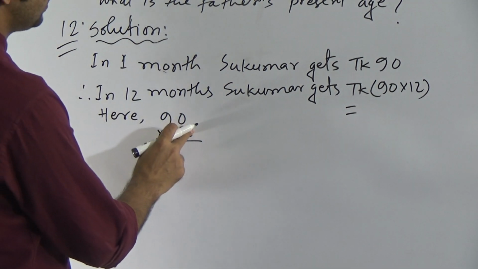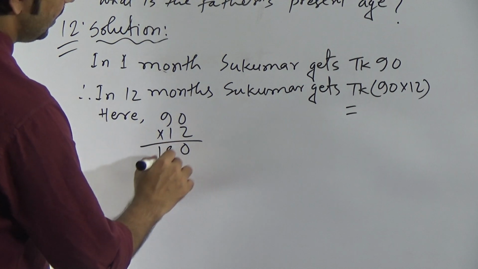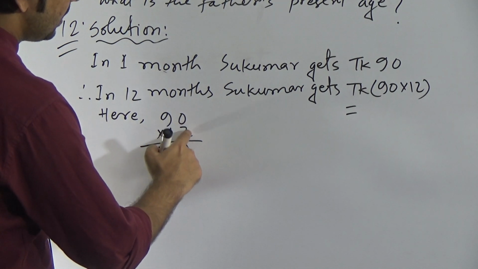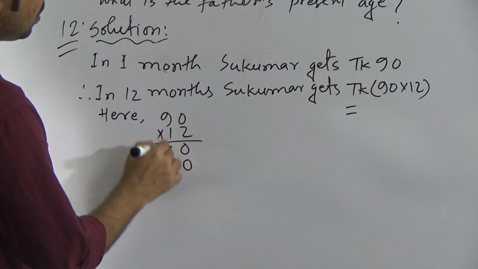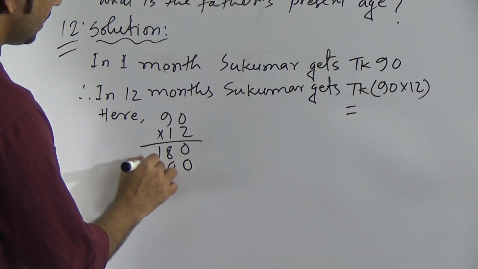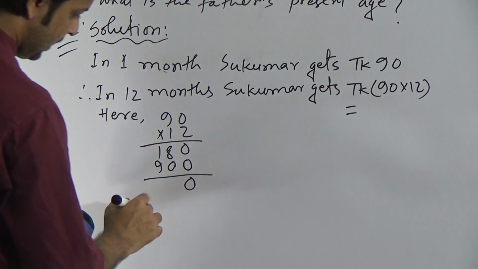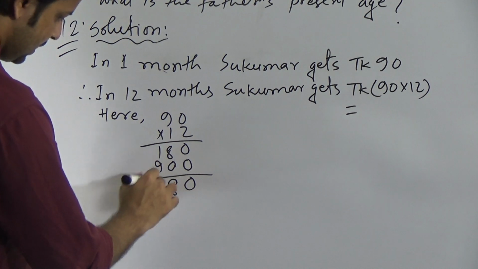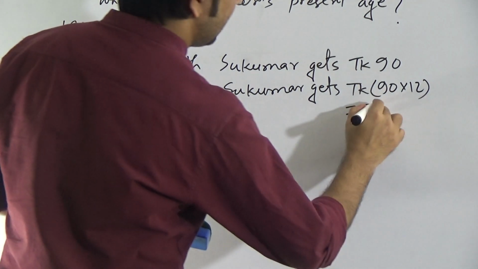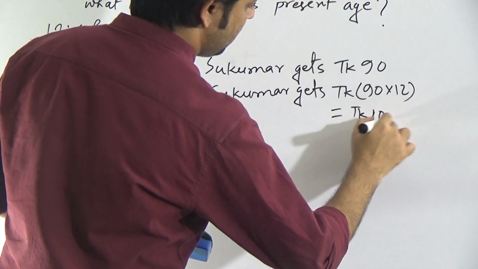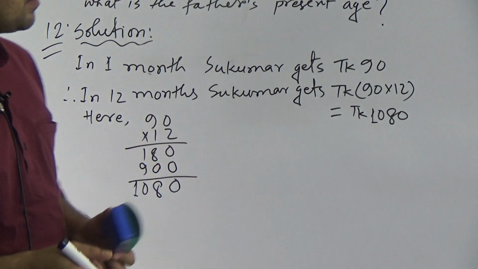So at first we have to multiply by 1's place. So 2 zeros are 0, 9 2's are 18. Then as 1's place is done, we have to put a 0 in 1's place. Now 1 zeros are 0, 9 1's are 9. So if we add, we will get 0, 8, 10. So we can say taka 1080. Shukumar will get total 1080 taka.